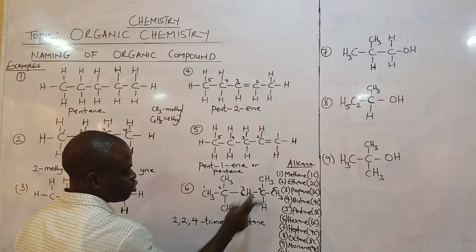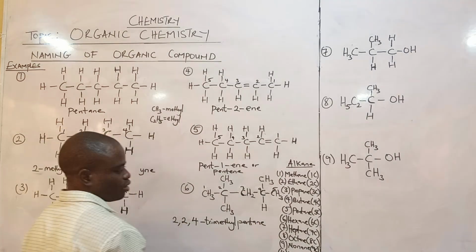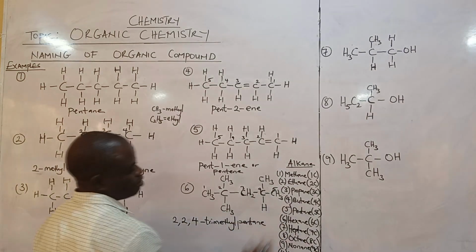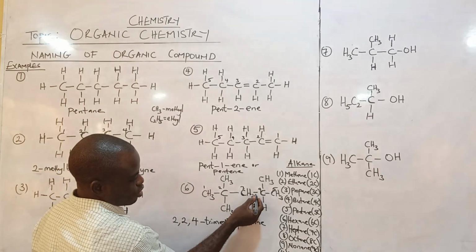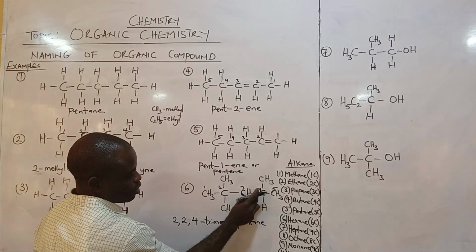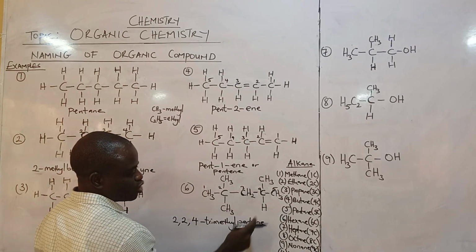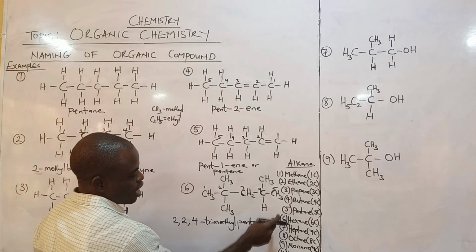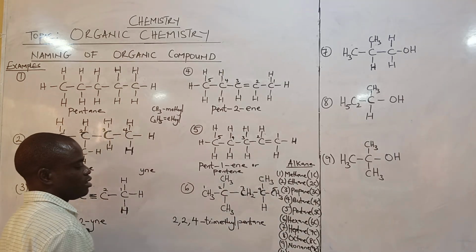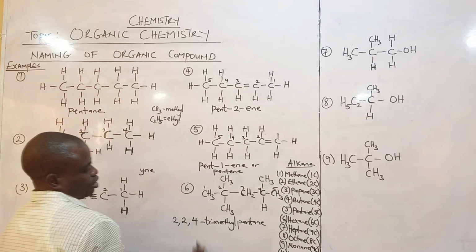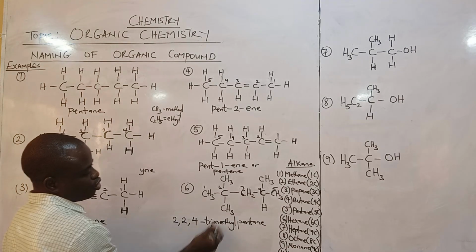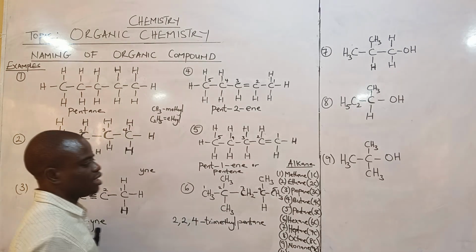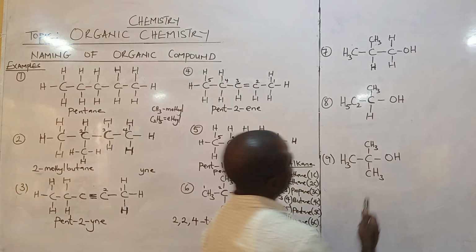Pentane. If there is a double bond, you can now put pent-ene anywhere it is attached. Let me say it's attached to carbon number 2. The double bond is attached to carbon number 2. You now say pent-2-ene. If it's attached to carbon number 1, pent-1-ene. Is that okay? But it's a single bond compound, so you have 2,2,4-trimethylpentane. Let's see the next one.